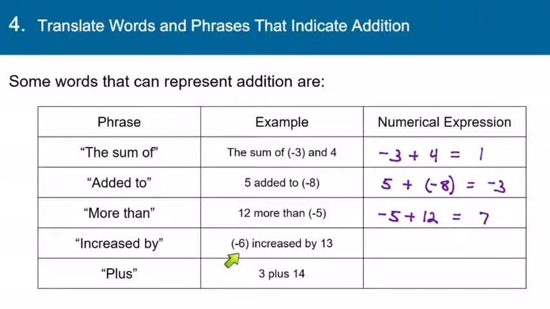And then here we have negative 6 increased by 13. That is simply negative 6 plus 13. The signs are different, so subtract and use the sign of the larger number. And then finally we have 3 plus 14. So you just write it just like it sounds. 3 plus 14, and of course that result is 17.